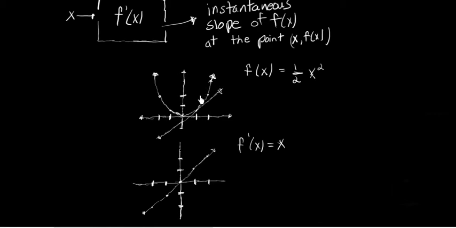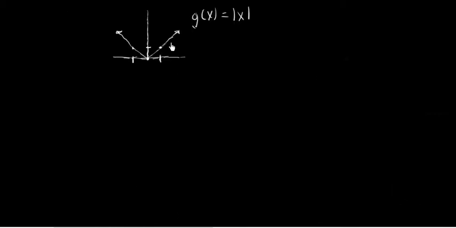But the next question is whether the slope of the line tangent to a function at a particular point is always equal to the derivative evaluated at the corresponding x value. And the function g of x equals absolute value of x is really a counterexample to the claim that the slope of a tangent line to a function at a particular point is always the derivative evaluated at the x value of that point.